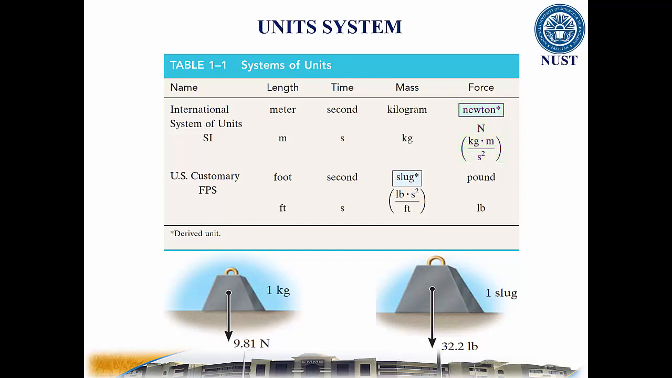In the US customary system of units, length is measured in feet, time in seconds, and force in pounds. The unit of mass is slug, which is again derived from Newton's second law of motion. The value of gravitational acceleration in this system is equal to 32.2 feet per square second near the Earth's surface.